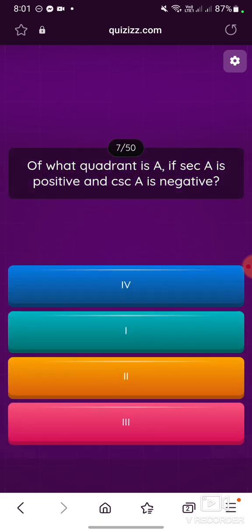What quadrant is A in if secant A is positive and cosecant A is negative?